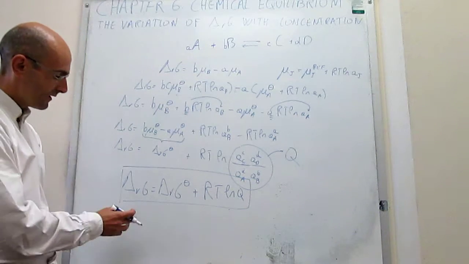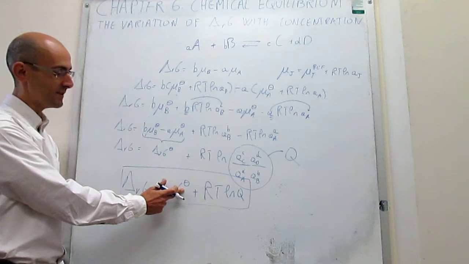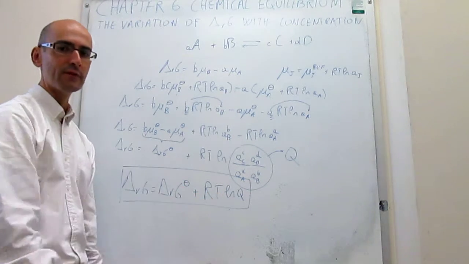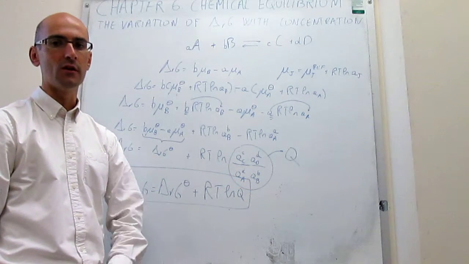Notice that it's actually very beautiful. It's very simple. The Gibbs energy is equal to the Gibbs energy at reference, which in our case is going to be the standard state, plus a correction from the fact that these activities, those concentrations, might not be the concentration of the reference.